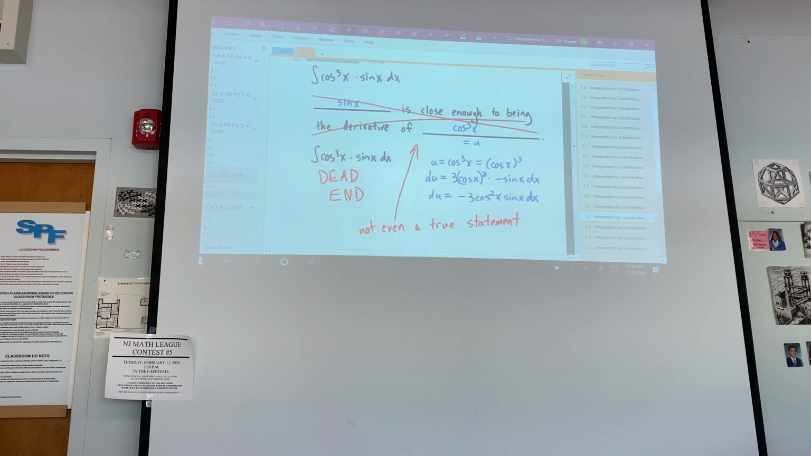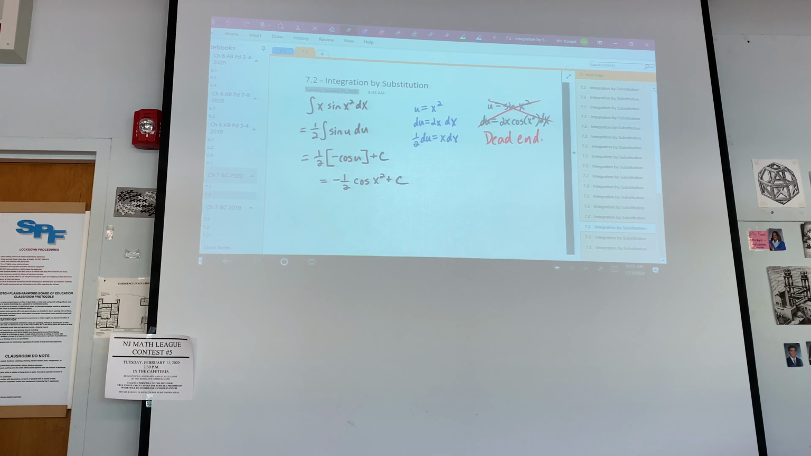Something like this. x is close enough to being the derivative of x squared. People say, oh no, sine of x squared. But if you start differentiating sine of x squared, you get a cosine in there. There's no cosine in the problem. That tells you you made a bad choice. So if you make a bad choice, something's going to come up that tells you it's a bad choice. You have to heed its warning. Go back. But again, u equals x is never a thing for integration by substitution, ever. And you guys saw why, right? It's a learn by doing. It doesn't change the problem fundamentally.